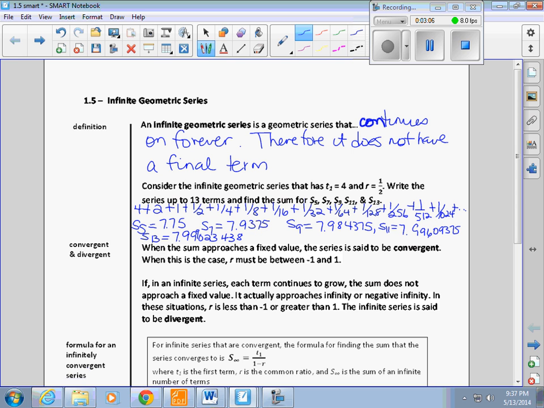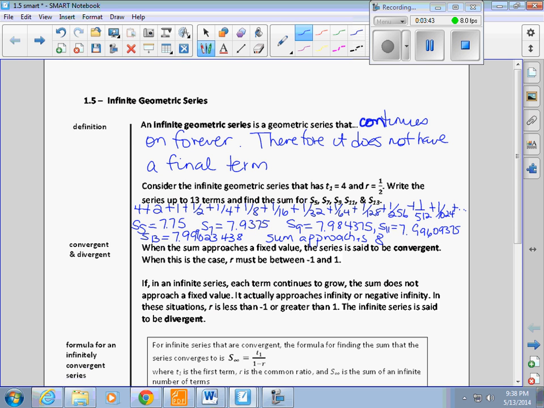So what do you notice about this sum? I start at 7.75, 7.9375, 7.984, 7.996, 7.999. So what's happening here is our sum is getting closer and closer and closer to 8. If I were to continue going on, my decimal number would just get longer and longer, and eventually be 7.999999999, whatever.